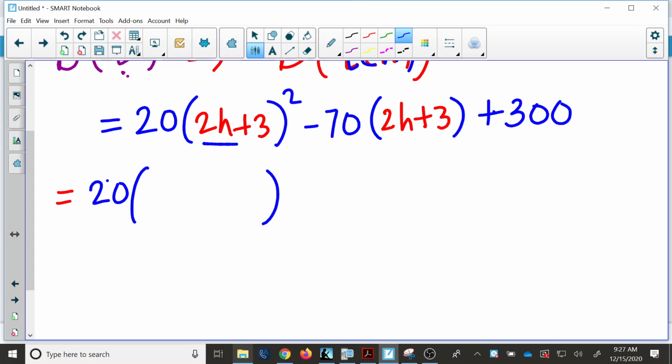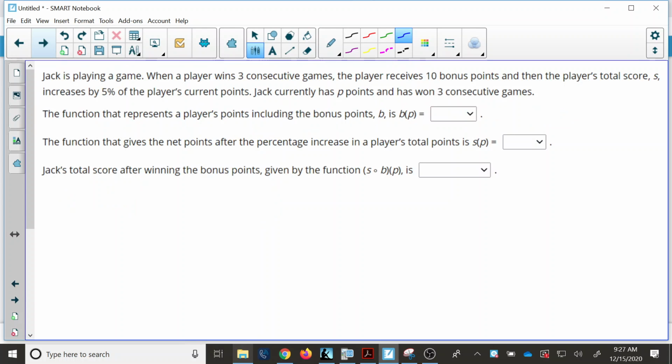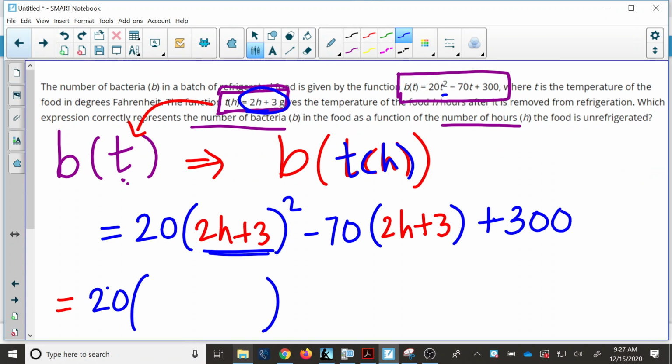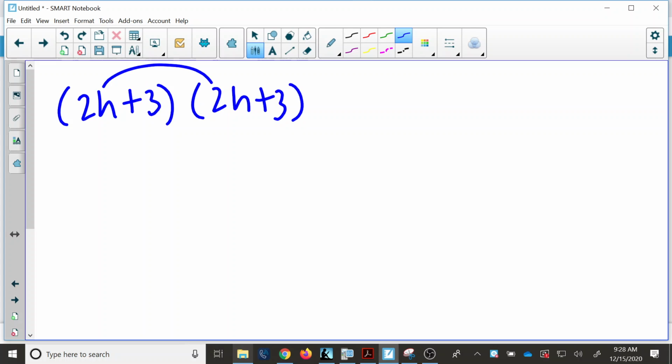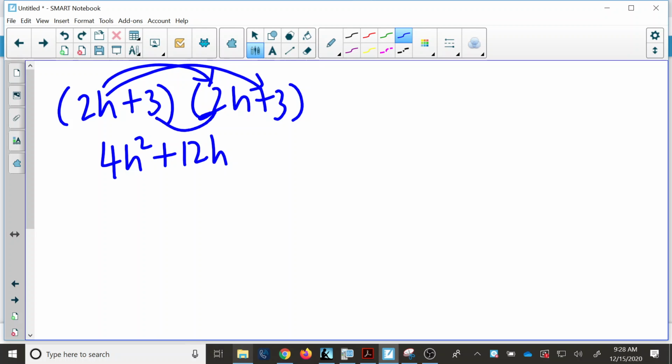I can do the foiling thing here. Let me show you how it's done. So 2h plus 3 times 2h plus 3. So 2h times 2h is 4h squared. 2h times 3 is 6h, 3 times 2h is 6h, and 3 times 3 is 9, correct?